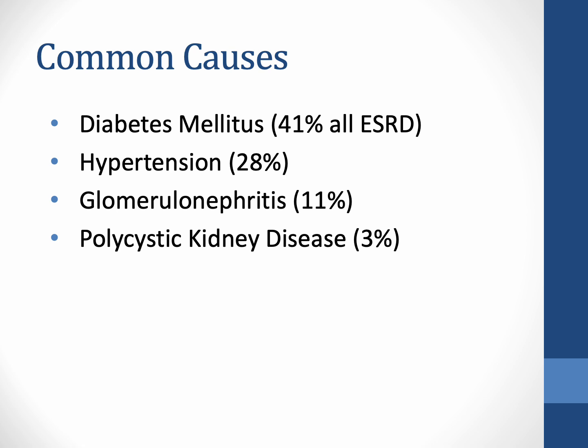Common causes of ESRD or ESKD include diabetes. 41% of all ESRD cases are caused by diabetes, 28% due to hypertension, 11% due to glomerulonephritis, and 3% due to polycystic kidney disease.